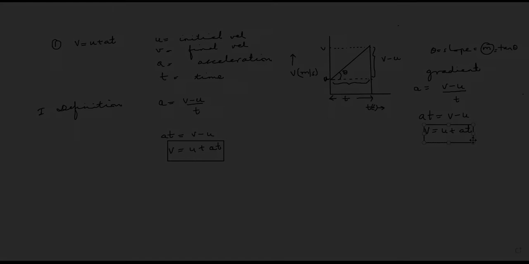All right. The second equation of motion is s is equal to ut plus half of at squared, right? Now here, the other symbols you're aware of, only s is a new symbol, and which is displacement. s means displacement. Now this one also can be obtained from the graph. We will not go into the definition thing because this is a bit lengthy and involves so many variables. So we will have a graph like this.